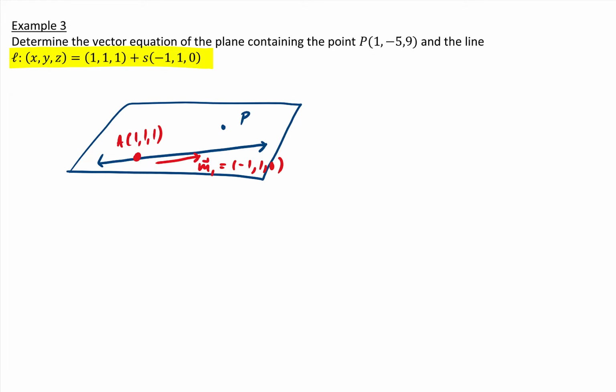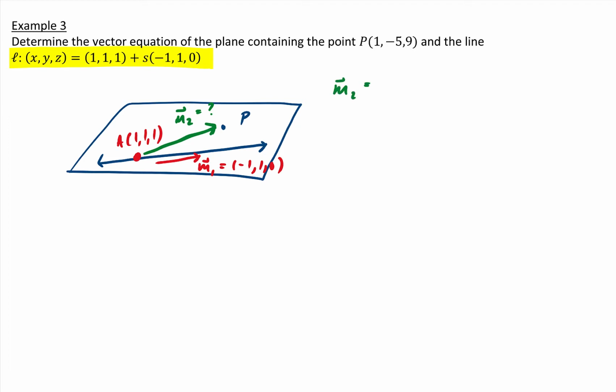Equation of a plane requires 1 point and 2 directions. We already have 1 direction and we have 2 points. All we need is a second direction vector. And we can get that second direction vector by using the points A and P. So that'll be our second direction vector, M2. So let's get our second direction vector.